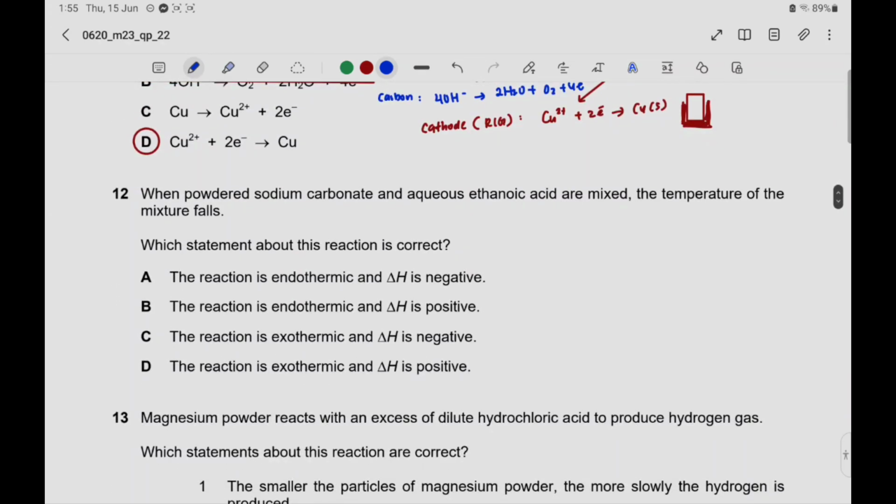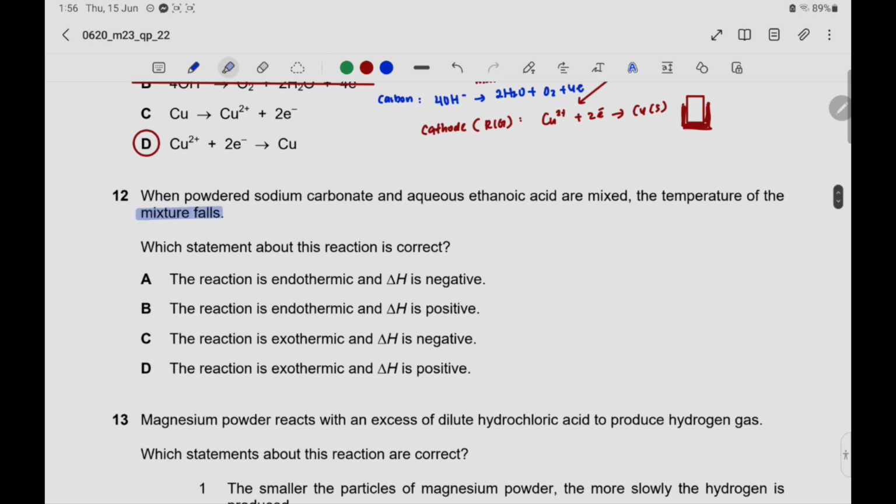So sodium carbonate and also ethanoic acid and the temperature falls. This is very simple. This is a reaction. Temperature fall means that you have reduced in temperature, endothermic. I always memorize endothermic as an ice ball. So they will actually gain energy, but they will decrease in temperature. So the change of enthalpy is positive.